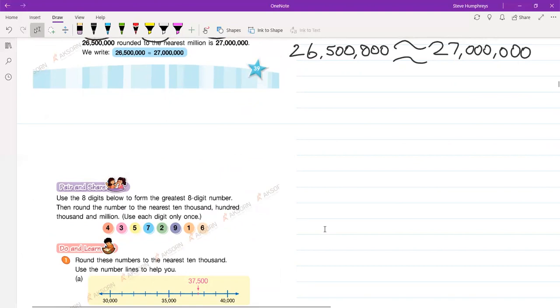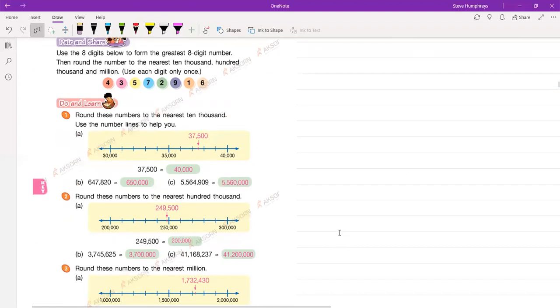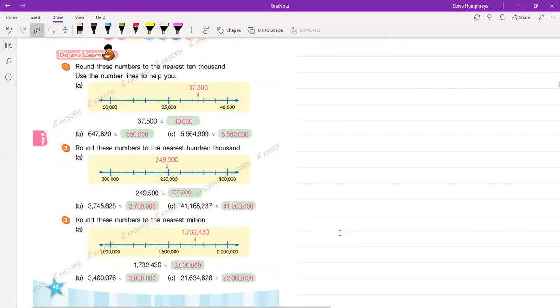Now we're going to do some examples on page 40. Do and learn. Okay. Round these numbers to the nearest 10,000. Use the number lines to help you.